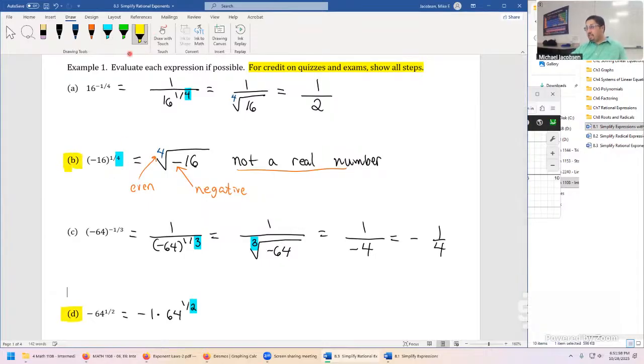Part B and part D look like they're both not a real number, but it's not the case with the negative here without the parenthesis. This one is a real number. We'll take the square root of 64, just multiply it by -1.